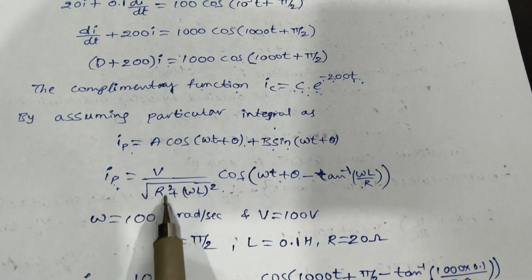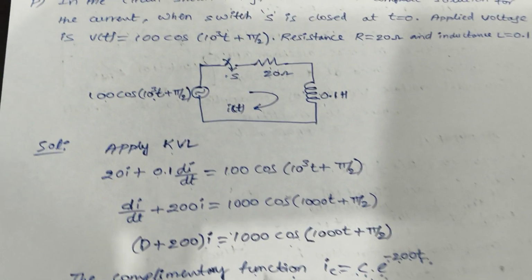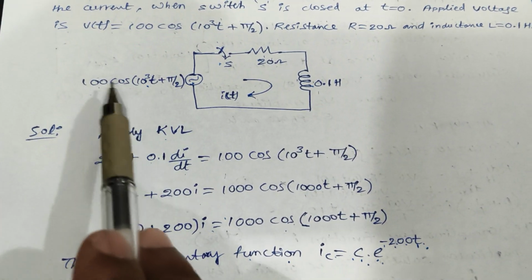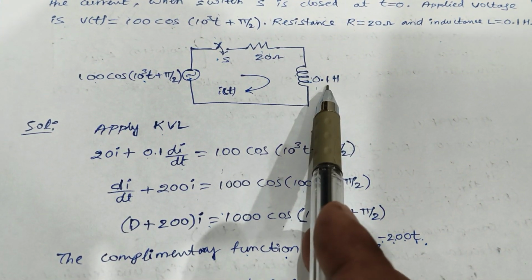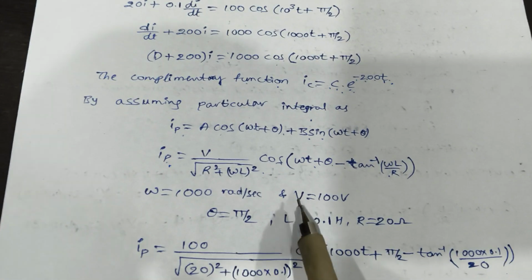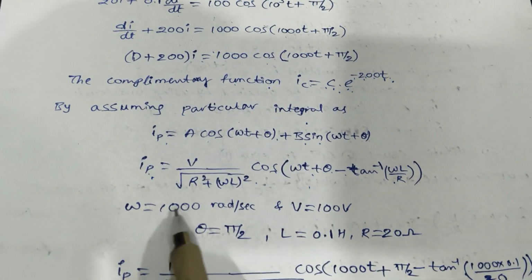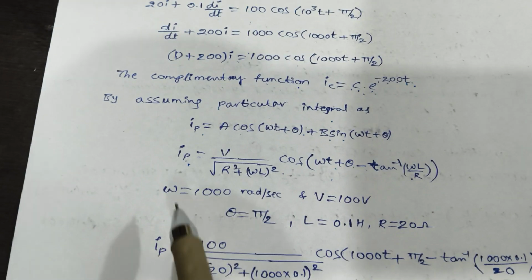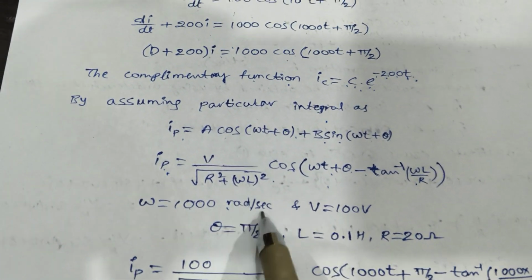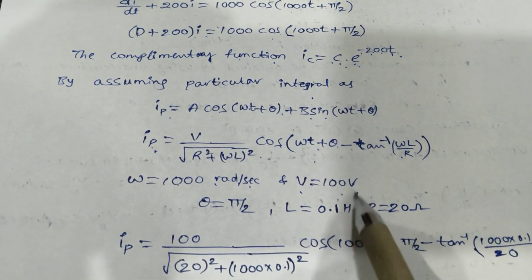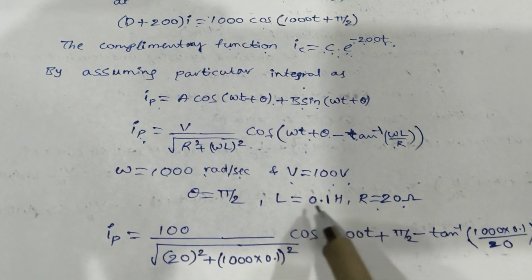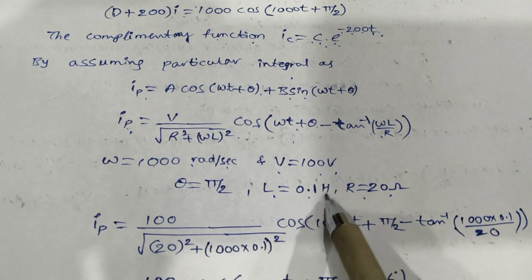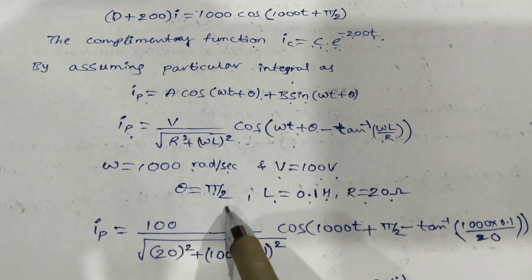I'll substitute all these values into this equation from the circuit diagram. What is V, what is R, what is L? What is omega? Omega is 10^3, that is, ω equal to 1000 radians per second. V is equal to 100 volts. R is equal to 20 ohms. L is equal to 0.1 Henry. Theta is equal to π/2.